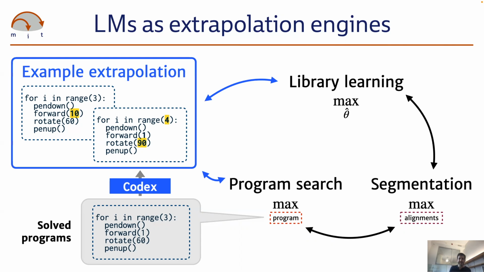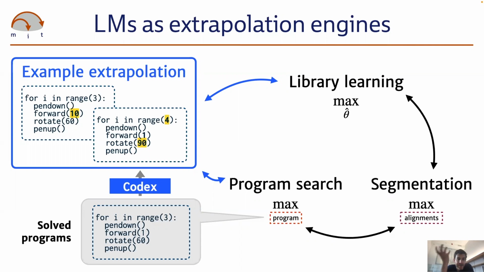We can use this by just adding an extra step into the library learning segmentation search loop that we looked at before, which we call an example extrapolation step. Once we've found a bunch of programs, before we go about trying to compress them and add new functions to our library, we go off to a big language model and say, hey, here's some programs I found, give me some more.